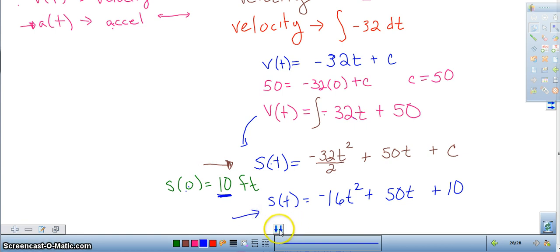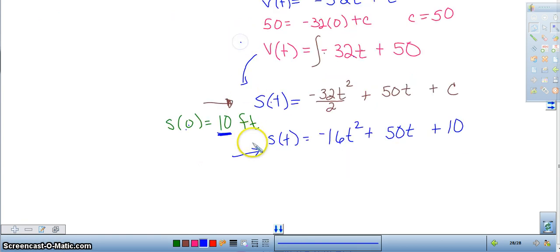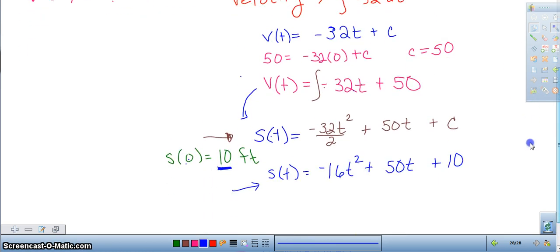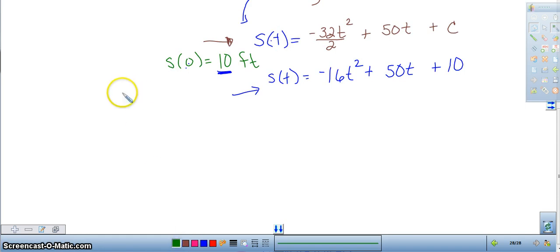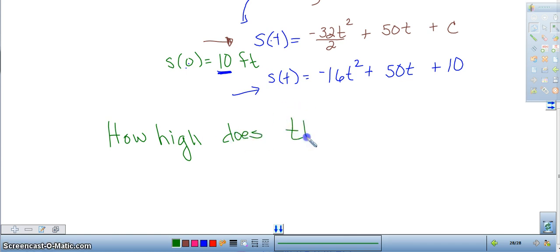So my next question, I have a velocity function, I have an acceleration function way up here somewhere, right? Yep, and then I have a position function. So now let's see if we can just answer some questions. How high does the ball go? That's my question.